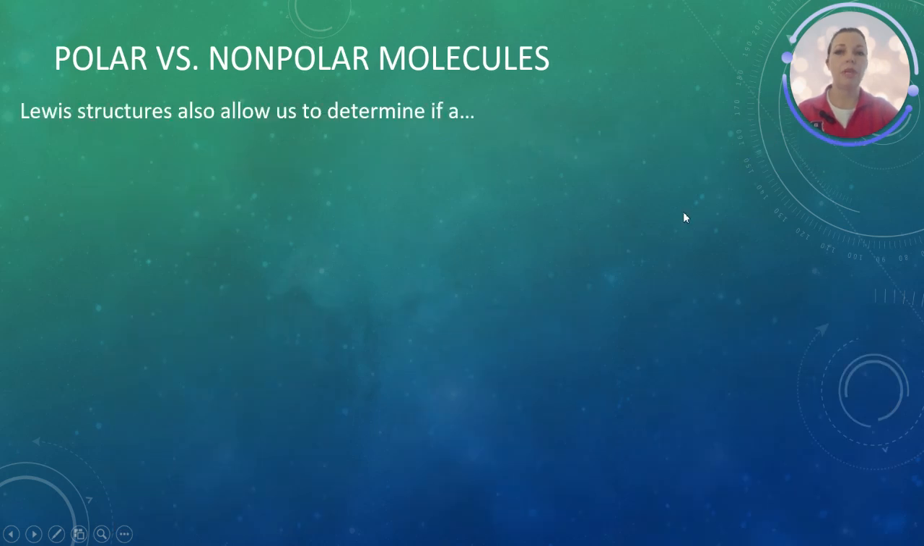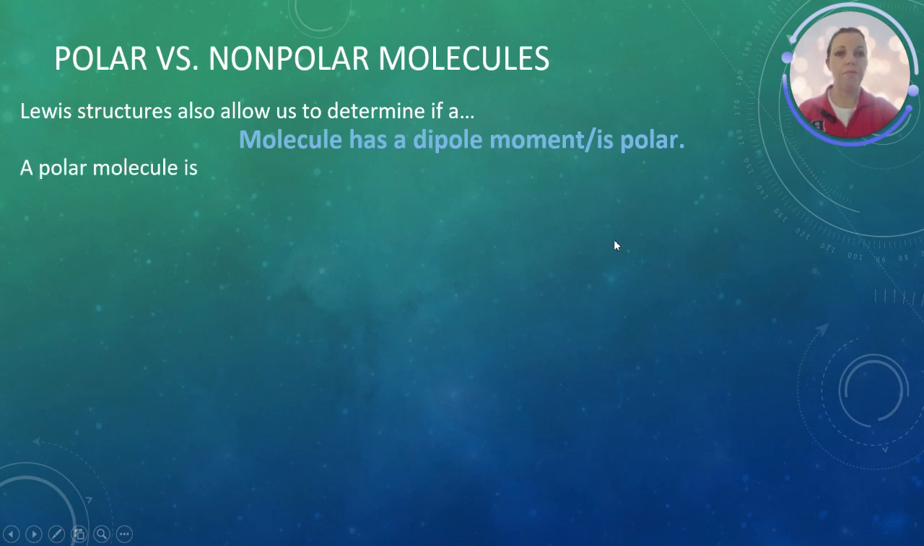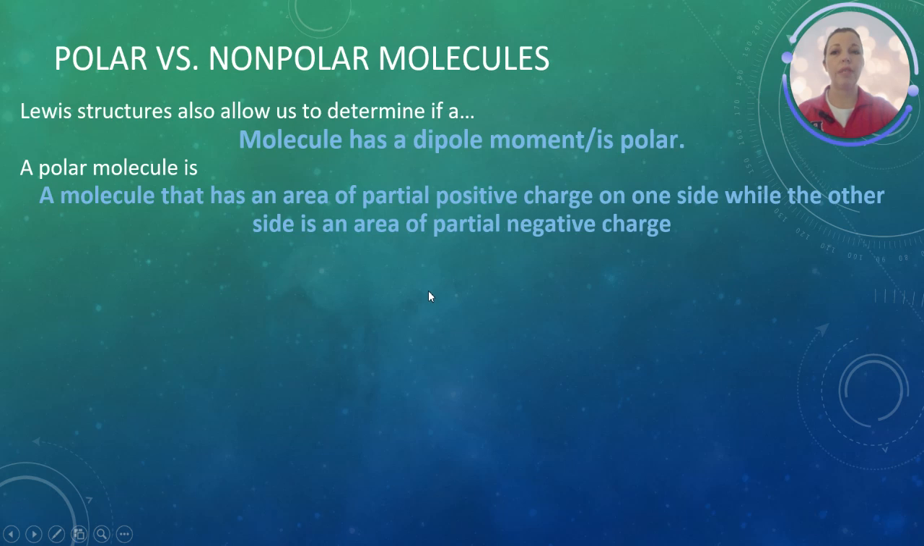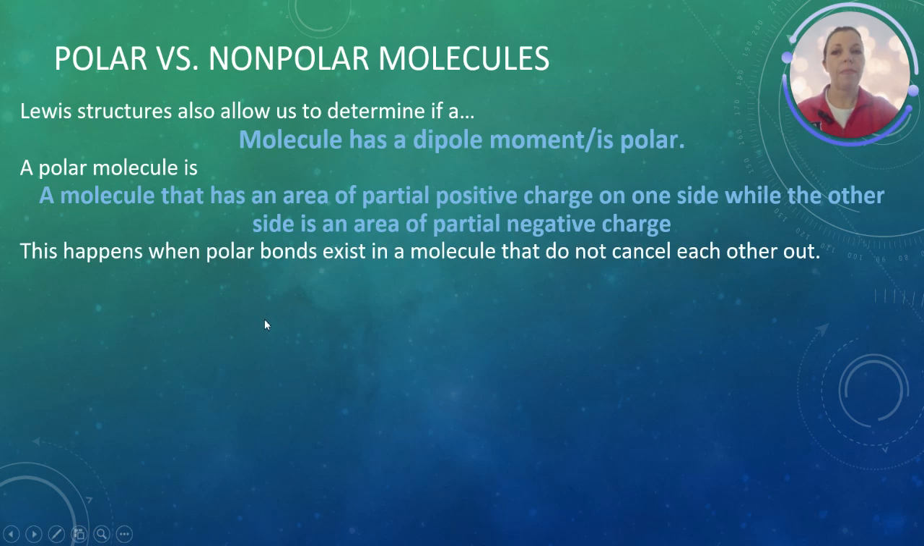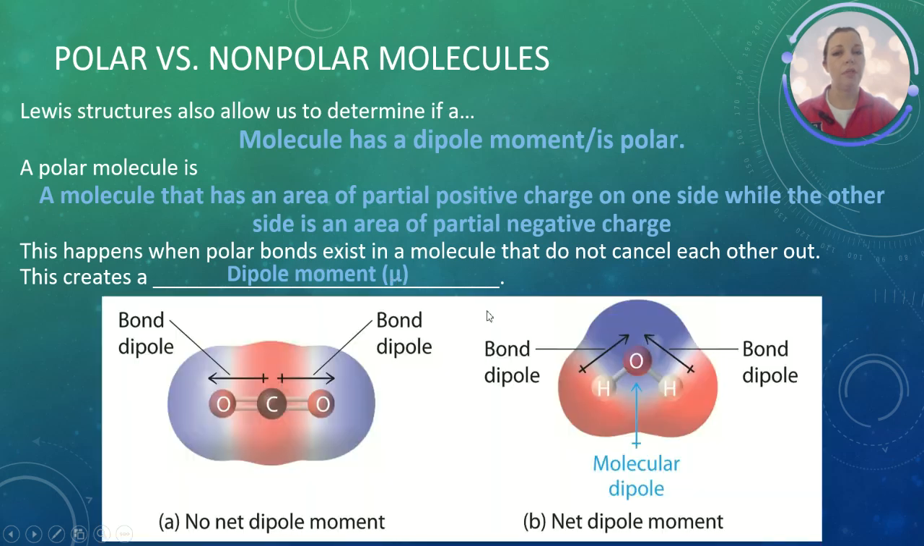So then continuing with this idea of polar versus nonpolar molecules, Lewis structures allow us to determine if a molecule has a dipole moment or is polar. A polar molecule is a molecule that has an area of partial positive charge on one side, while the other side is an area of partial negative charge. This happens when polar bonds exist in a molecule that do not cancel each other out, or if you have an uneven distribution of electrons for another reason. We're going to look at those situations. And this creates what we call a dipole moment. Now, we have a symbol for that. This is a lowercase mu, which you can see there.